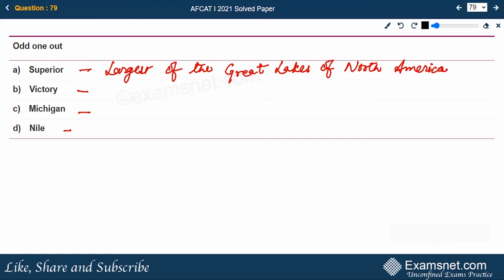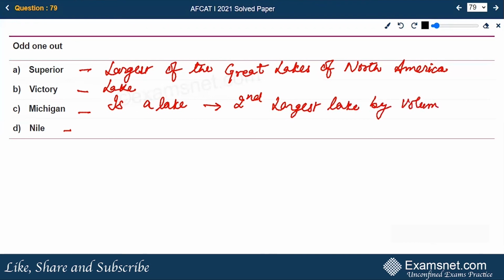Victory, it is also a lake which is in New Jersey, United States. Next, Michigan. Michigan is the second largest of the Great Lakes by volume. It is again a lake. It is the second largest lake by volume and the third largest lake by surface area.